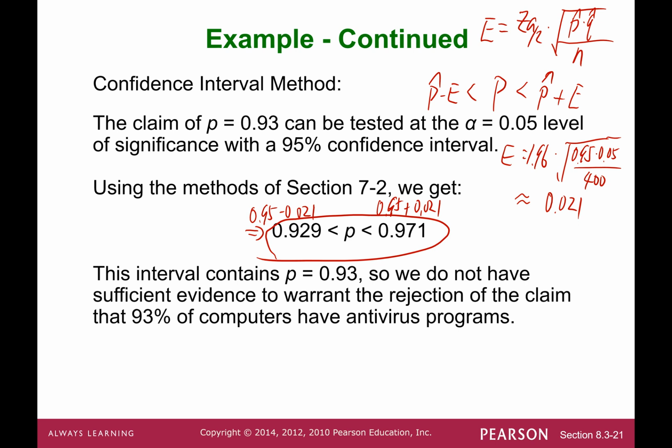And this is the confidence interval. This confidence interval does contain the population proportion p, which is equal to 0.93. So we do not have sufficient evidence to warrant rejection of the claim that 93% of the computers have antivirus software. So basically, you have 3 methods to make a conclusion about the claim.